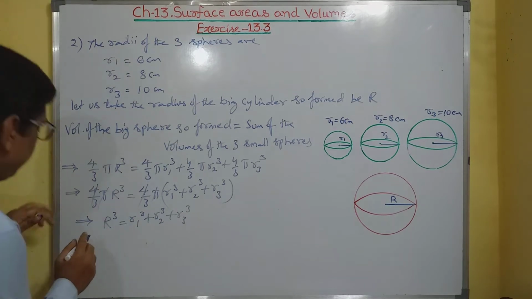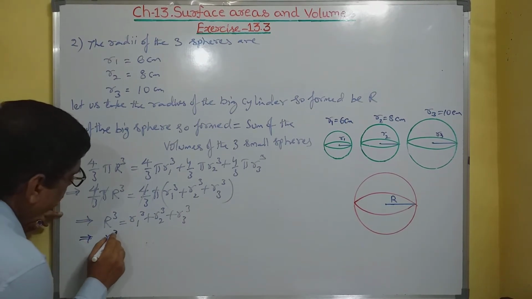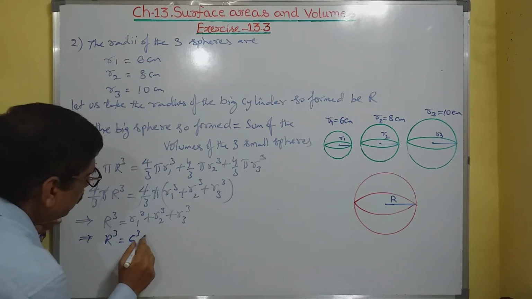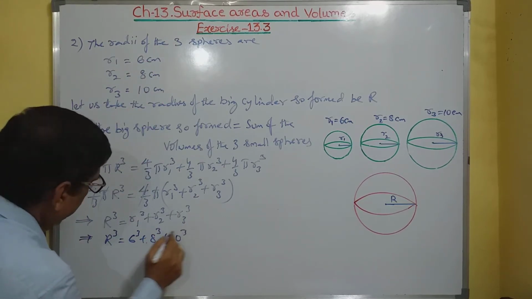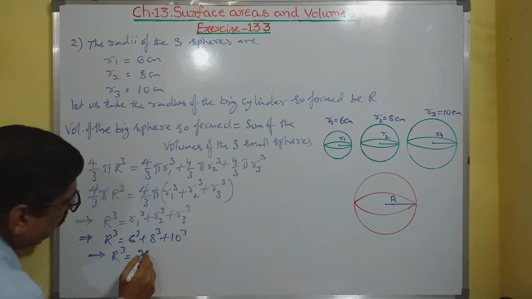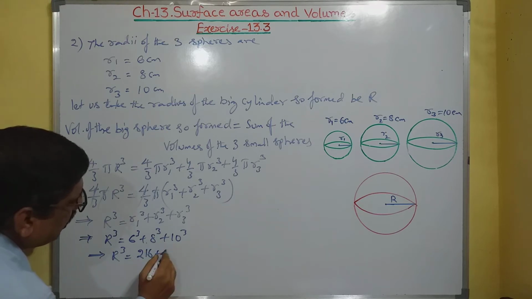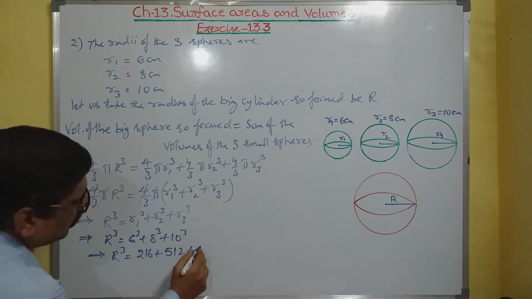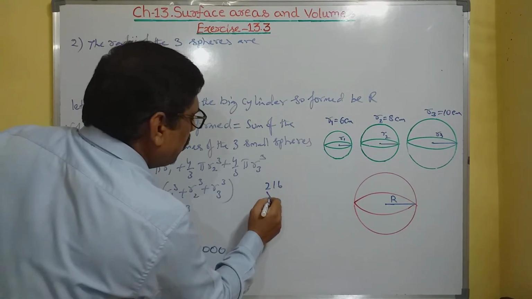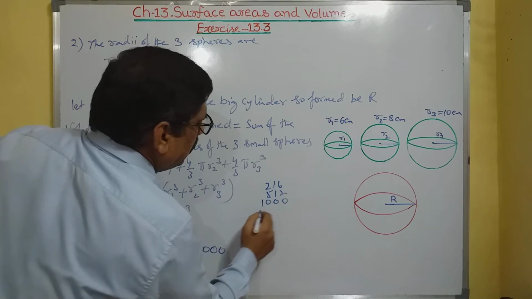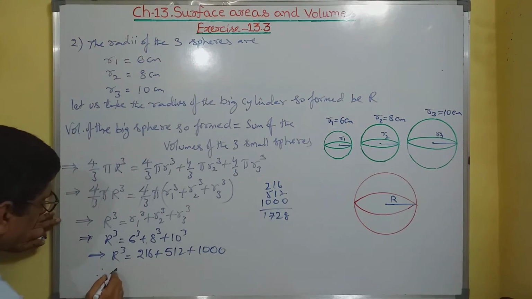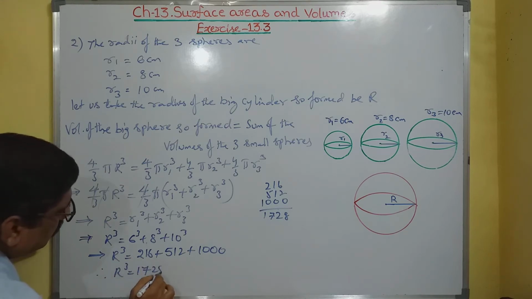Now this implies R cube is equal to R1 cube plus R2 cube plus R3 cube, where R1, R2, R3 are respectively 6, 8, 10. So 6 cube plus 8 cube plus 10 cube. This implies R cube is equal to 6 cube, 6 into 6 into 6, 216, 8 into 8 into 8, 512, 10 cube, 10 into 10 into 10, 1000. If you add all these, 216, 512 and 1000, you get 1728. Therefore, R cube is equal to 1728.